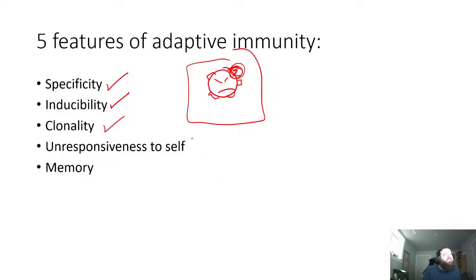Importantly, a 4th feature of the adaptive immune system is unresponsiveness to self. So the cells of your adaptive immune system do not act against normal, healthy cells of your body. Otherwise, if this were to go wrong, and in fact, unfortunately, it can, your immune system will start attacking your own healthy body cells, which would obviously be quite a detriment. And then finally, there's memory. So once you've had a particular pathogen and lived through it, the adaptive immune system retains this information and the ability to respond to that pathogen much faster than the original response, which is why in some cases you're able to get an infection and never have it again for basically the rest of your life.